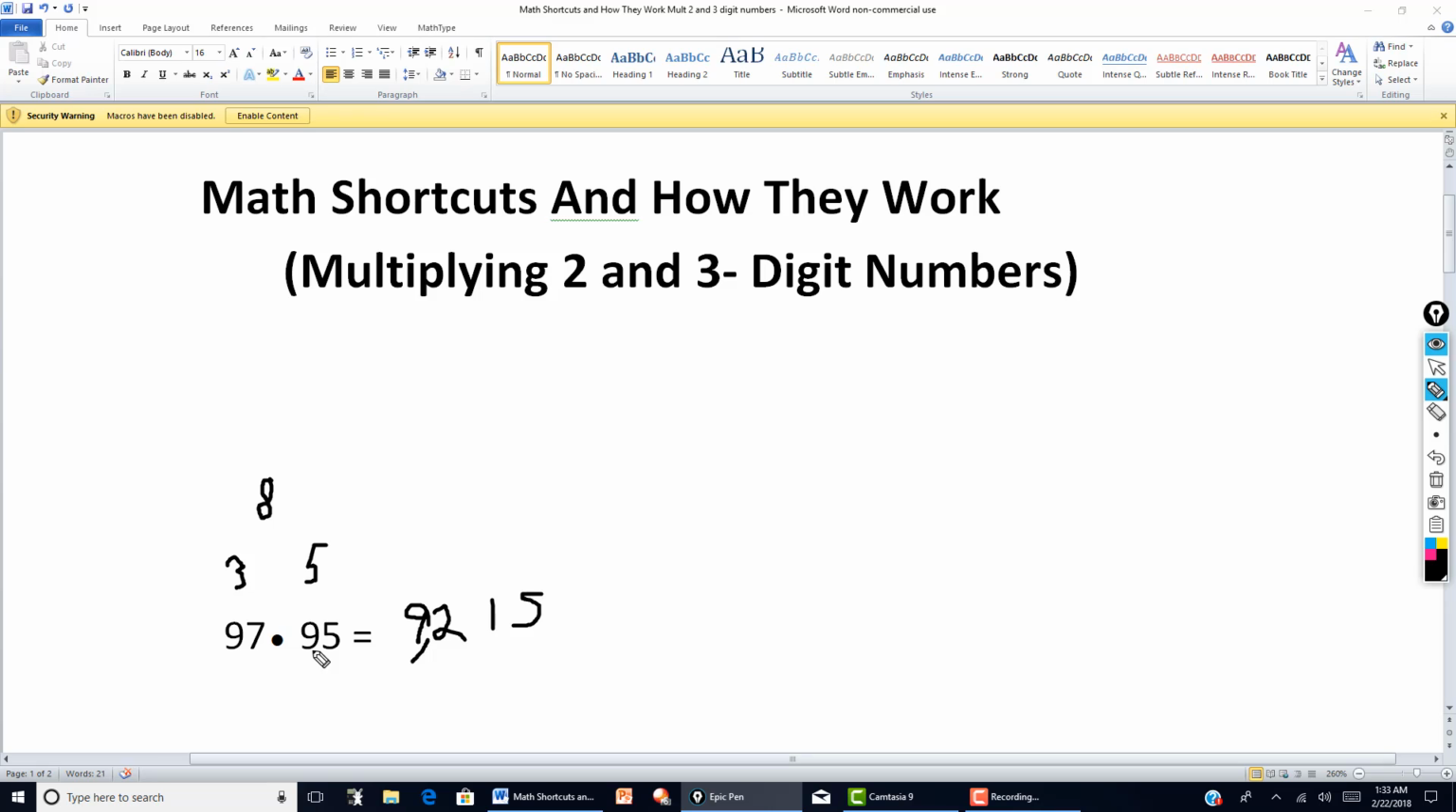So you can do that all in your head. You get 97 times 95, again, 3 and 5. 3 and 5 is 8. Subtract it from 100, you get 92. And 3 times 5 is 15. That's all there is to that method.